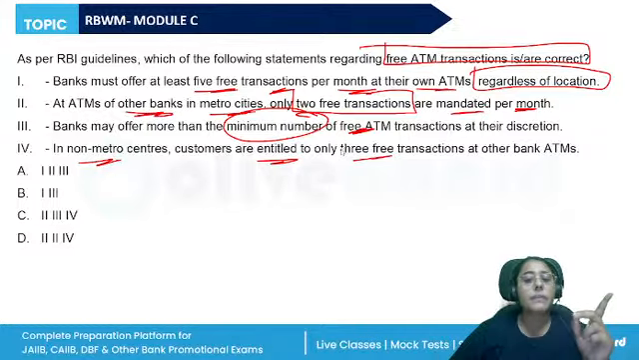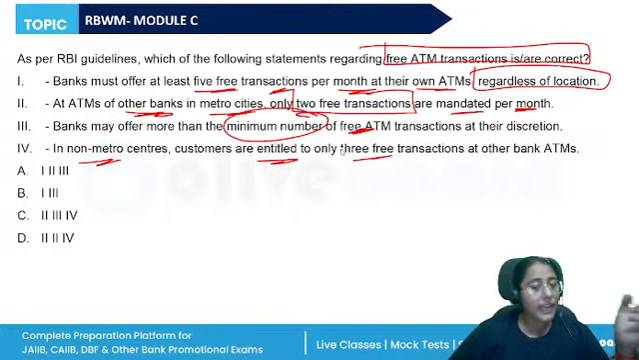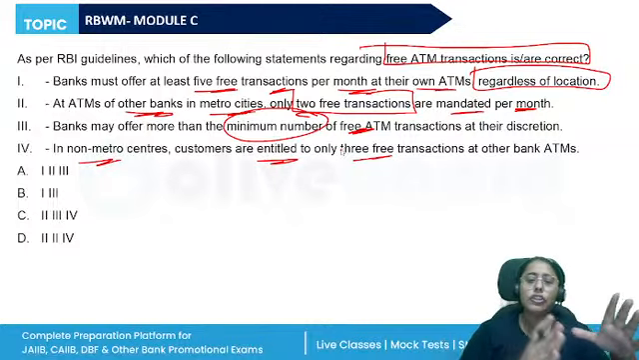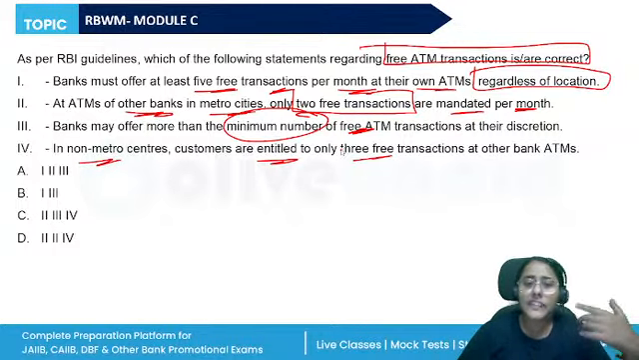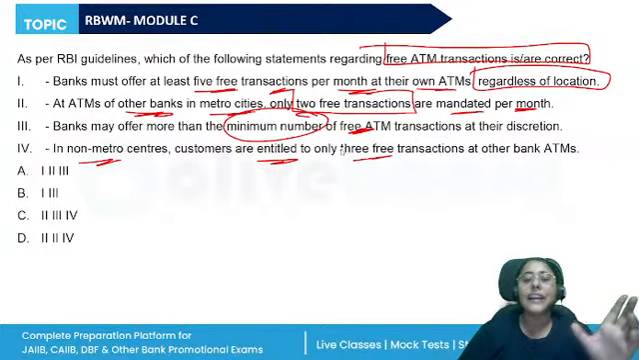Physical channels will be the branch, extension counters, remote channel, ATMs, internet banking and mobile banking. ATM business is regulated by RBI through the NFS cash tree. On-site ATMs are attached to the bank, while off-site ATMs are located in busy areas and are not necessarily attached to the bank. All right.